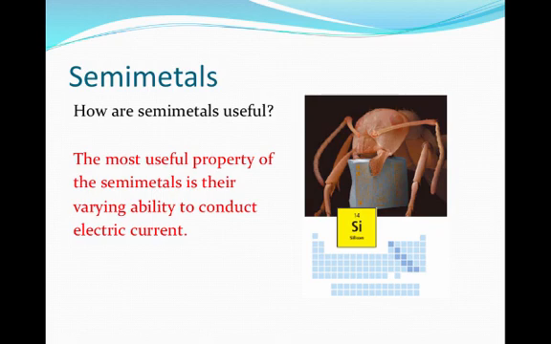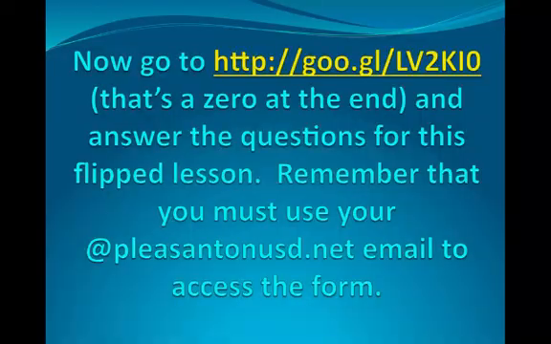Semimetals are useful, like this silicon chip here, which is in your computers, because they have varying abilities to conduct electrical current and heat. We want it to conduct electrical current, but not the heat.